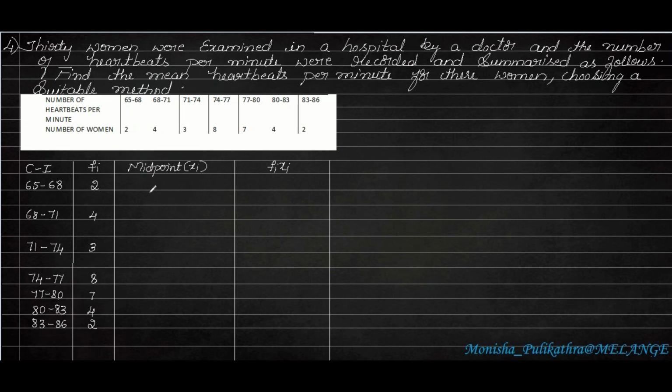So moving on to the last problem of this session. Here 30 women were examined in hospital by a doctor and the number of heartbeats per minute were recorded and summarized as follows. Find the mean heartbeats per minute for these women choosing a suitable method. Okay, here Ci has been written and Fi, the frequency, also written. First we have to find out the midpoint.